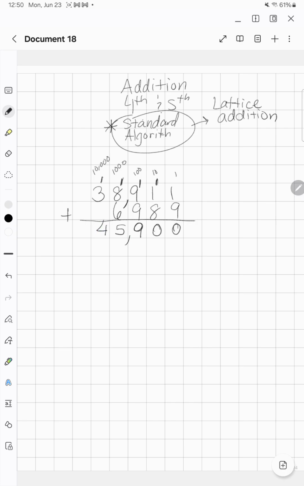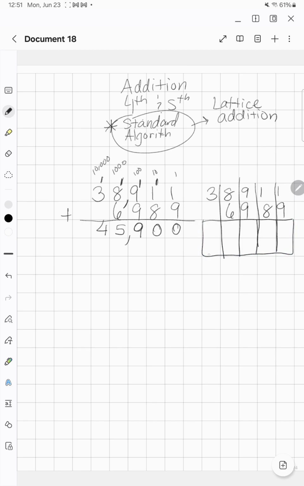Now with lattice addition, I'll show you the same exact number. With lattice addition, they prefer you separate it based off its place value. And you can even do it like this if you want to, so you don't get crossed up. And then you just fill in the bottom and lattice it up. It's a lot like lattice multiplication. So now I put my tens place up top, ones place at the bottom.